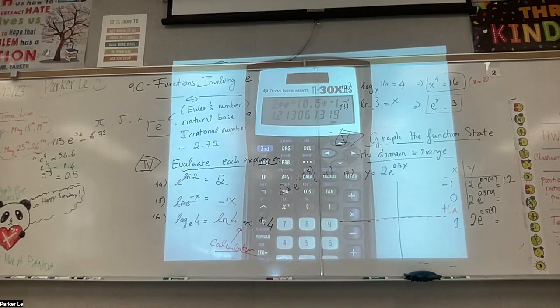Wait, so who did give me 0.7? Oh, so this is a different one. Okay, so 1.1, 1.2 is correct. Here 1.1, Yasmin, yes. How about this? Yeah, right. e to the 0 is 1, and 1 times 2 is 2. How about this?